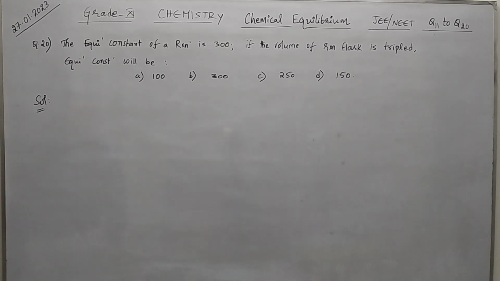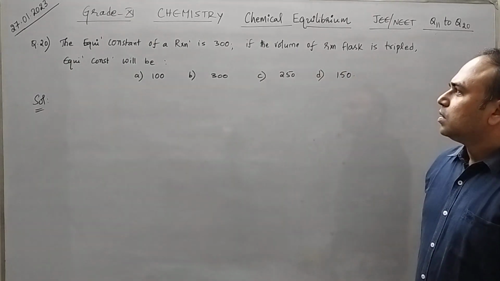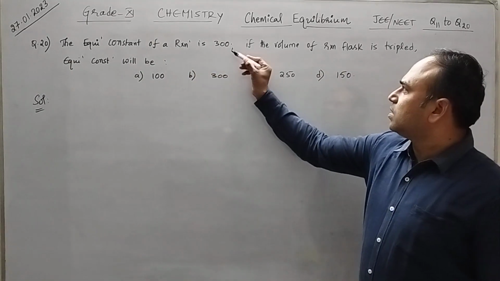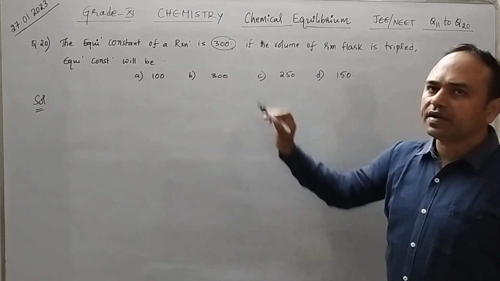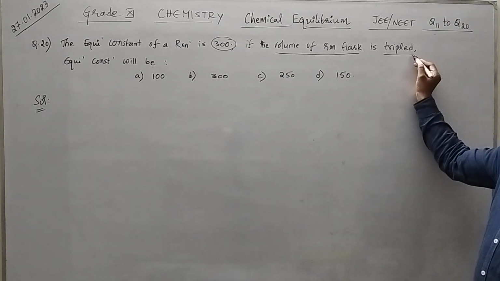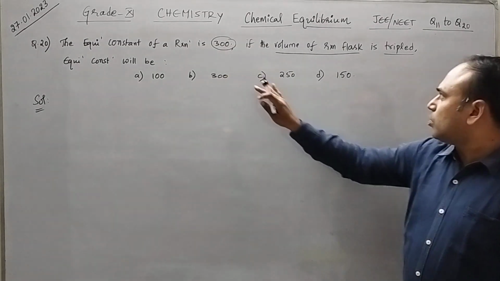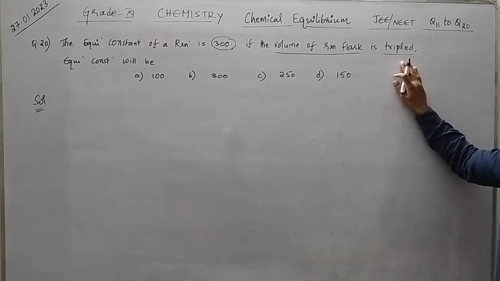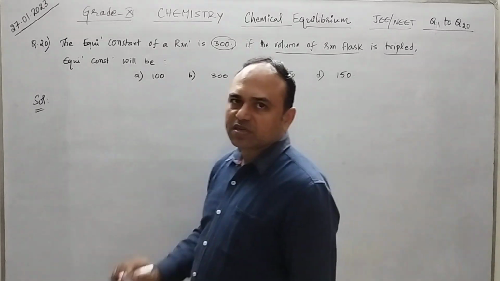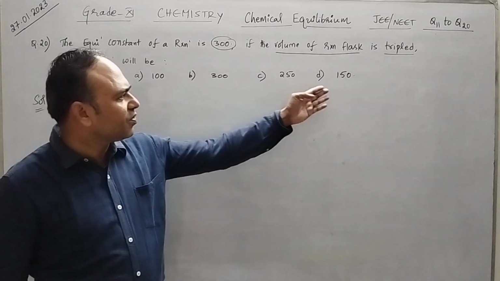Next, question number 20, the last question of this session. The equilibrium constant Kc of a reaction is given as 300. Now, if the volume of the reaction flask is tripled, that means if initially it is 1 liter, now it has become 3 liters, what is the equilibrium constant for this? If volume is tripled, the options are 100, 300, 250 and 150.